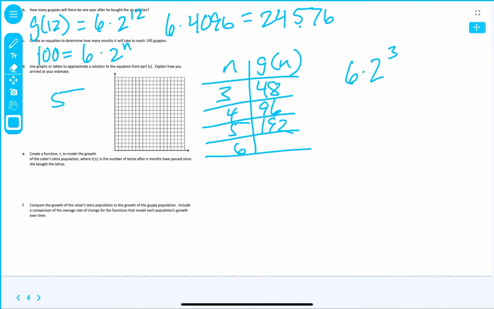His sister bought some tetras at the same time. Oh, so she bought 6 tetras, and then after 1 month she had 16. After 2 months she had 24. After 3 months she had 32. So what's the constant change here?